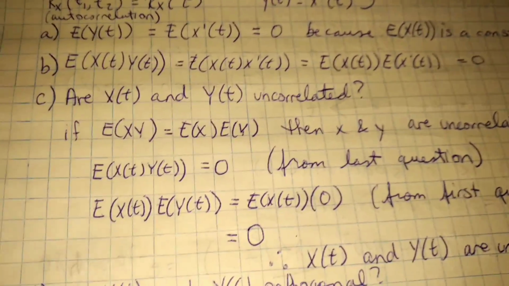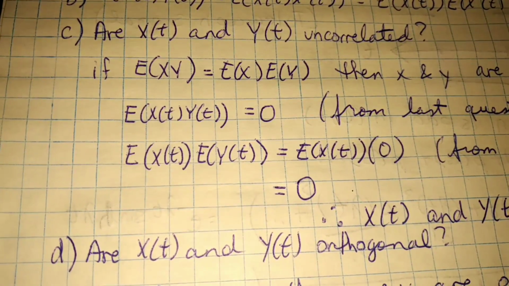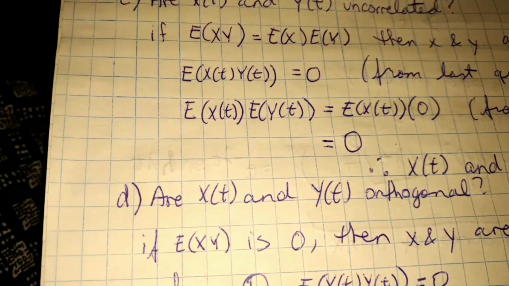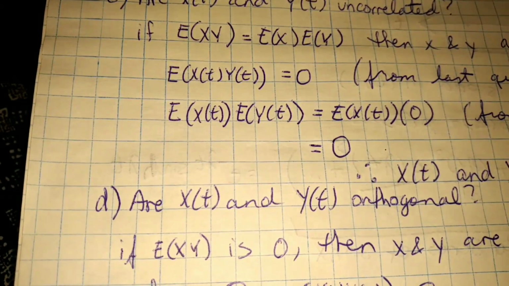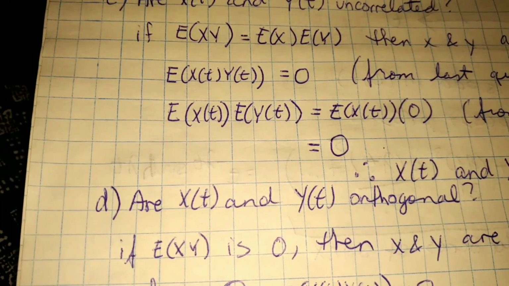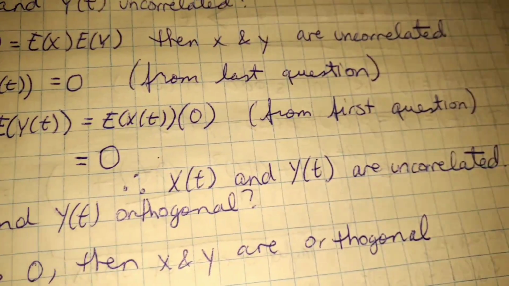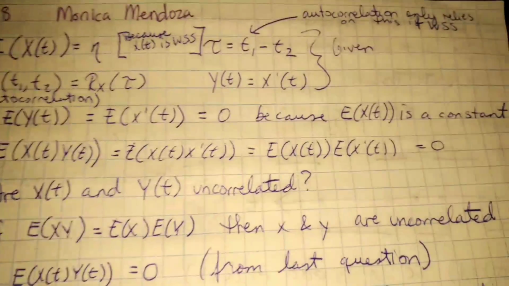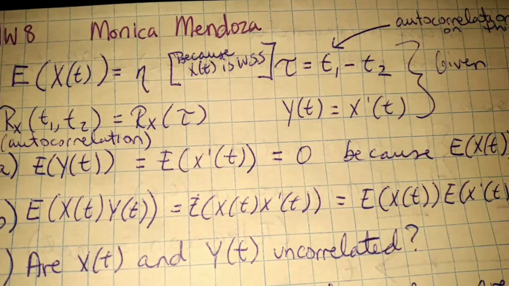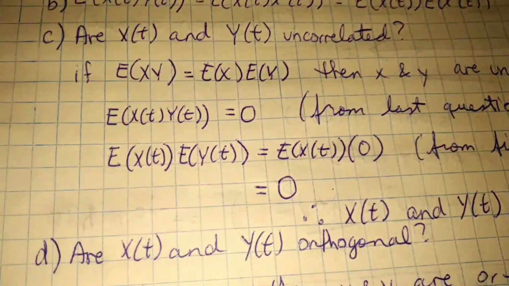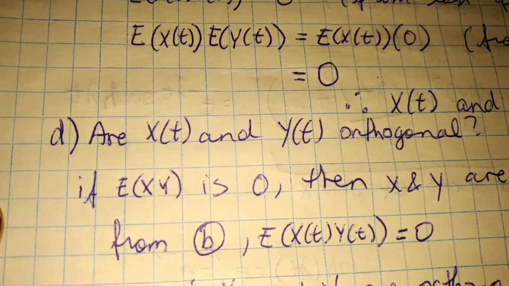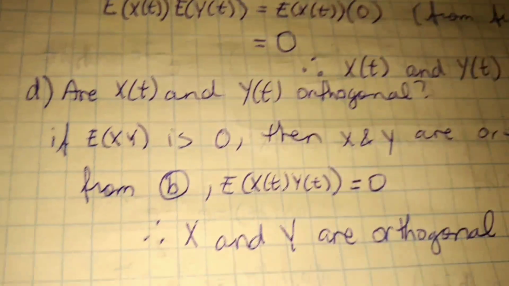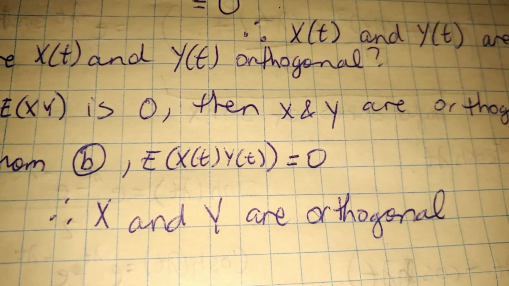And then the last part of the question asks us if x of t and y of t are orthogonal. The textbook says if e of x times y is 0, then x and y are orthogonal. From part B, where we calculated e of x of t times y of t, we know that's true, so e of x of t times y of t is 0, which means that x and y are orthogonal.